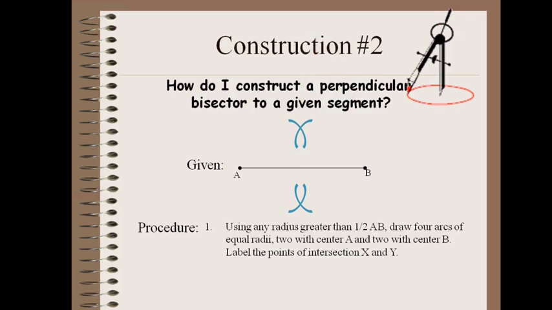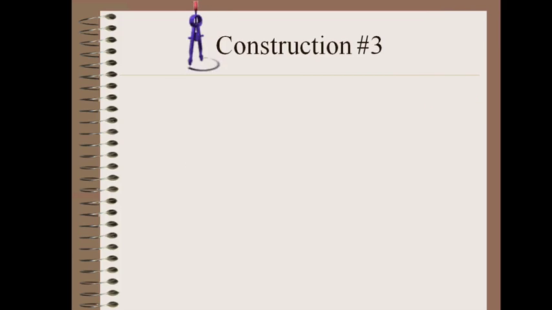So this way you will have two points of intersection on either side of segment AB. One point of intersection can be named as X and the other point of intersection can be named as Y. When you join XY, this is your required perpendicular bisector of segment AB. Now let's move on to our third construction.